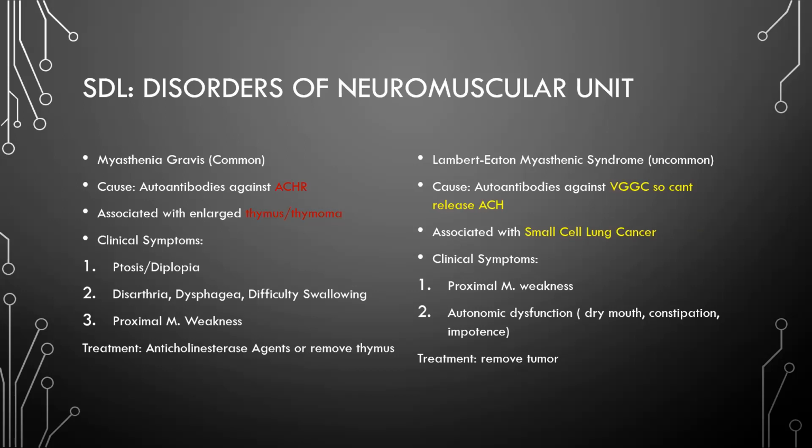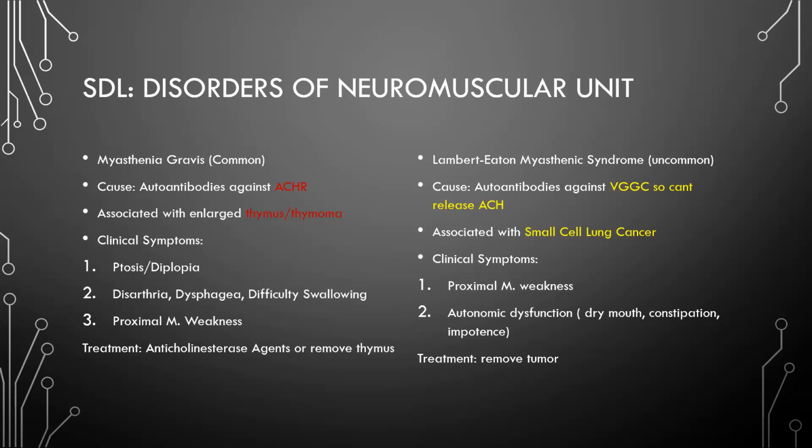So when you see clinical symptoms, ptosis and diplopia, you'll probably see a drooping eyelid or blurry vision with MG. You're not going to see that with Lambert-Eaton syndrome, more than likely. And a way to distinguish Lambert-Eaton from MG is the autonomic dysfunction. So the dry mouth, constipation, and impotence. You won't see the autonomic dysfunction in MG. So keep those two differences in mind. But you can see proximal muscle weakness in both of them. It's just more common in Lambert-Eaton.